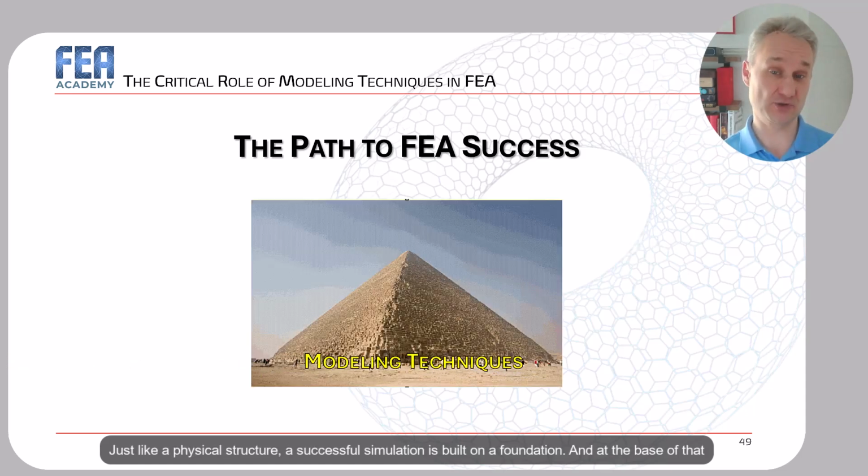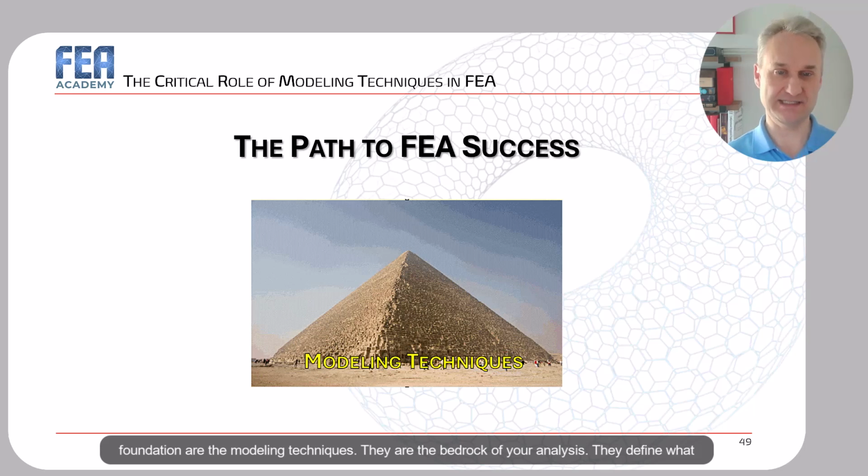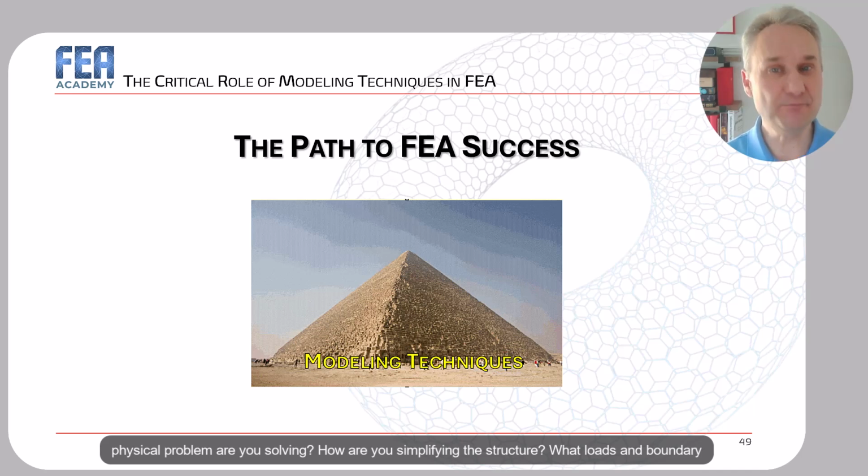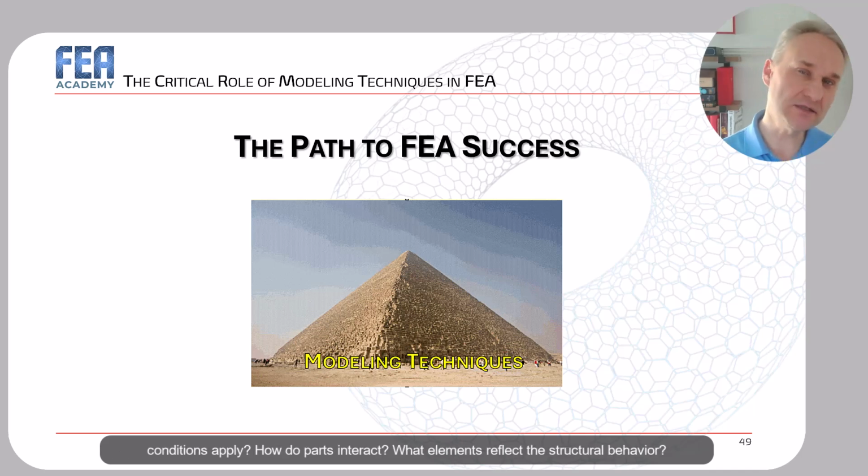Just like a physical structure, a successful simulation is built on a foundation. And at the base of that foundation are the modeling techniques. They are the bedrock of your analysis. They define what physical problem you are solving, how you are simplifying the structure, what loads and boundary conditions apply, how parts interact, and what elements reflect the structural behavior.